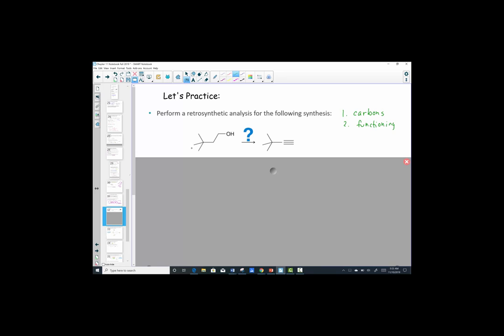So I'm going to just count the number of carbons. I have 1, 2, 3, 4 carbons in the chain with 2 methyl groups coming off at carbon number 2. Here I have 1, 2, 3, 4 carbons and 2 methyl groups coming off of carbon number 2. So we've noted that the number of carbons has not changed. So we don't need to worry about adding or subtracting carbons. Carbons look like they stayed the same, but what has changed is the functionality.